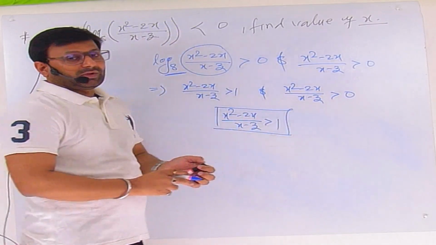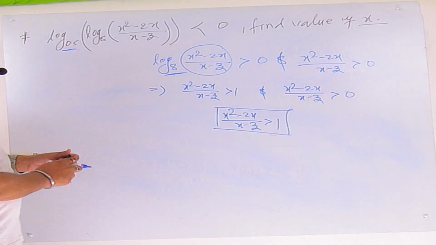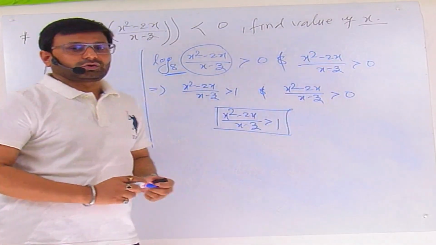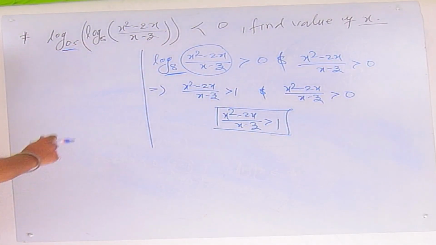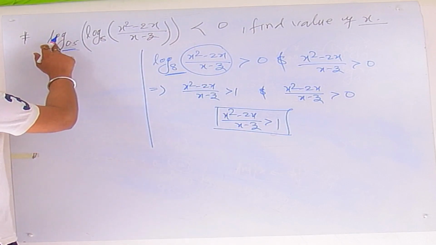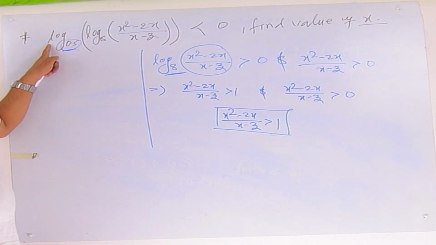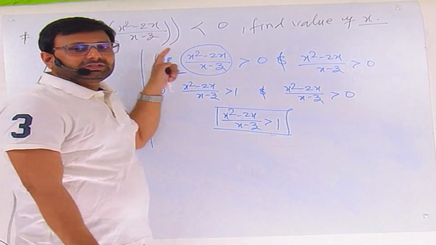But this is not my final answer. I have to solve this side also. Here I have defined only this inner log expression. Now again I remove the outer log. If I remove this log, here the base is 0.5, which is less than 1.